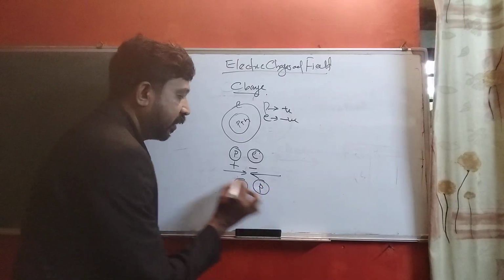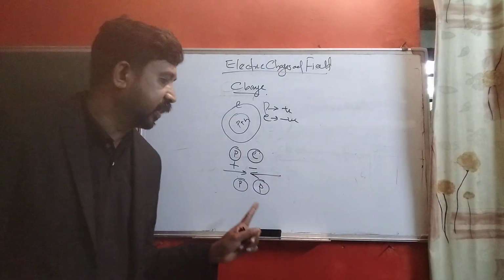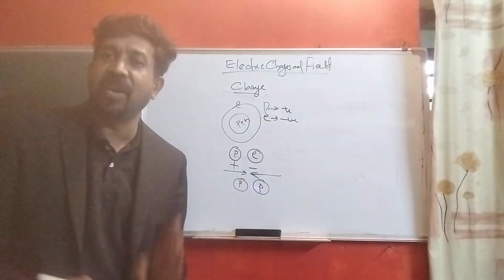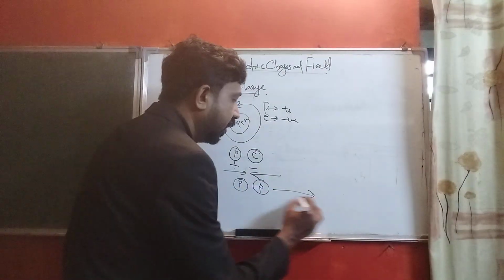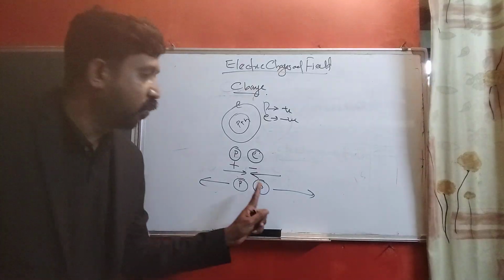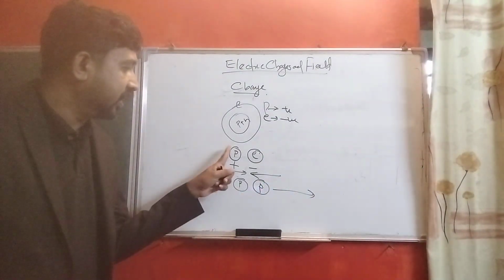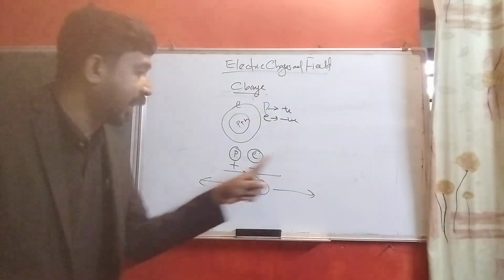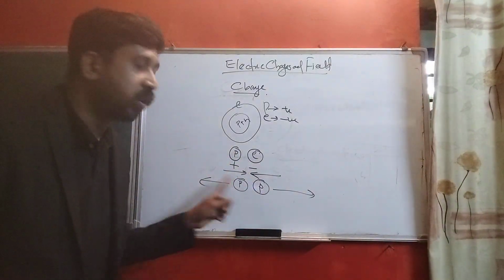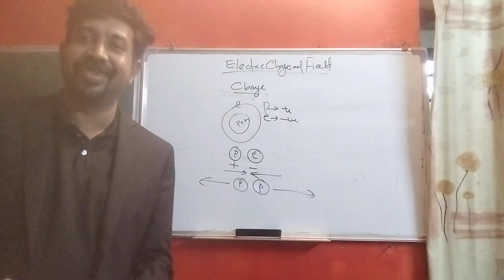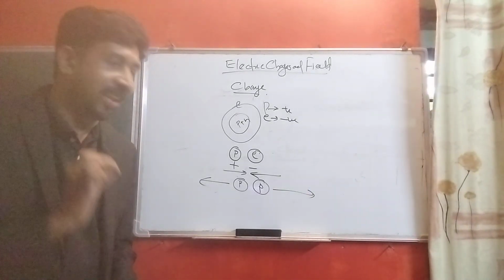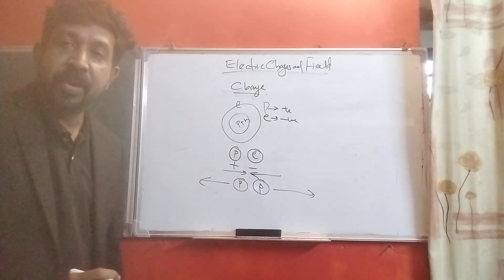Suppose I place here a positive charge, a proton, and another proton. Two protons are placed at a small distance apart. What happens? They will repel each other. This moves in this direction, this moves in this direction. Two opposite charges always attract each other, and two equal charges always repel each other. Clear? Okay.